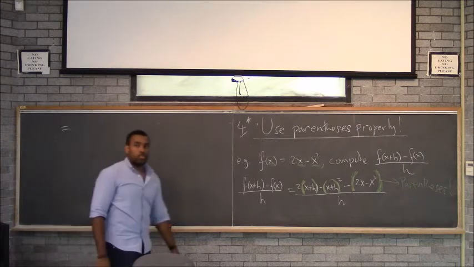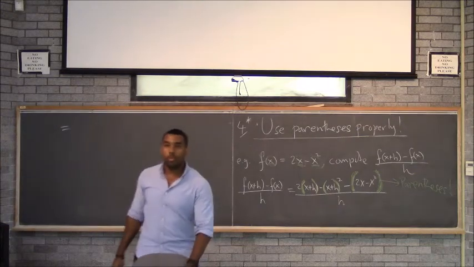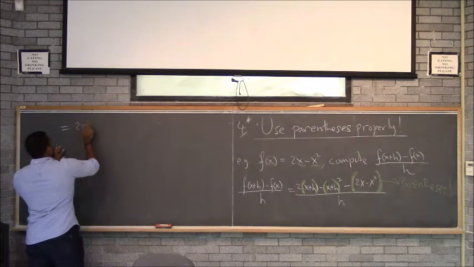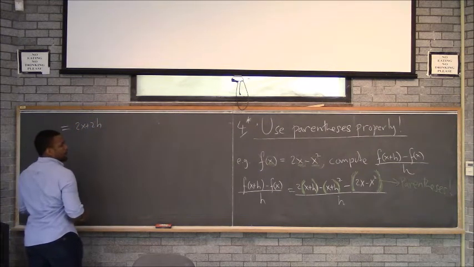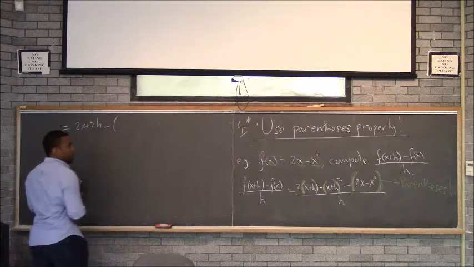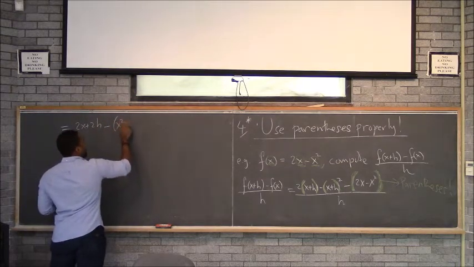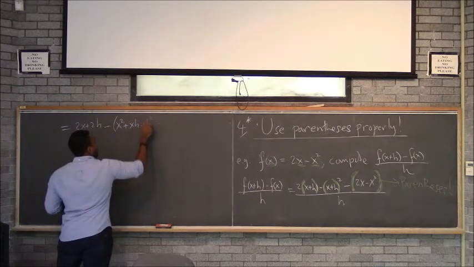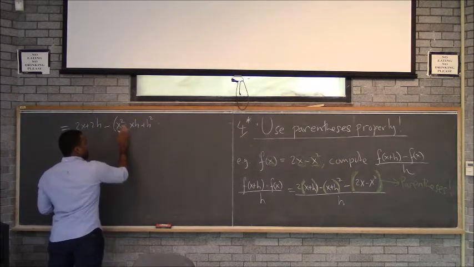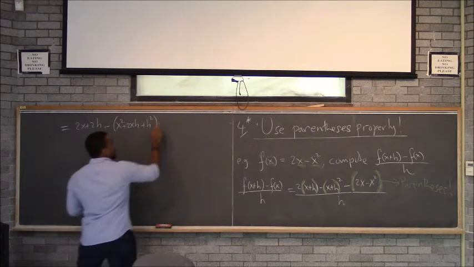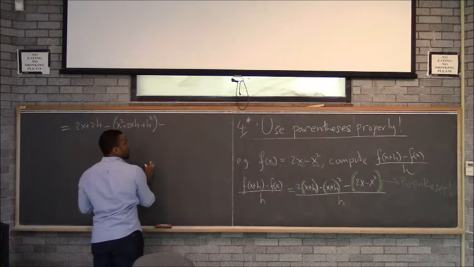What happens now? So you distribute, you get 2x plus 2h minus parentheses, x squared plus 2xh plus h squared, and it's 2xh, remember that formula. Plus 2xh. Parentheses minus parentheses, like this.